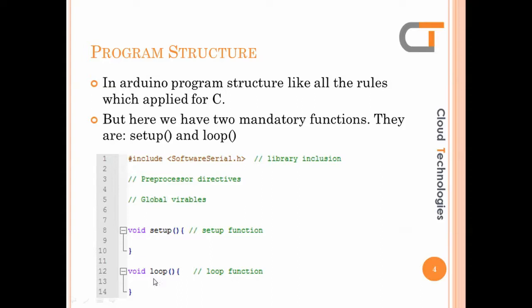After executing the last instruction of the loop, control goes to the first instruction of the loop again, because the loop goes on iteratively. So the loop function goes on iterating until we switch off the Arduino board.